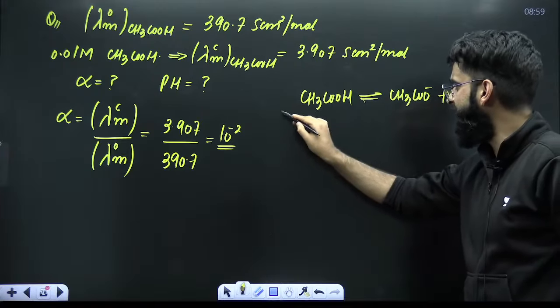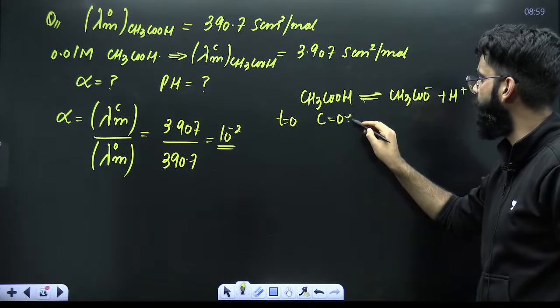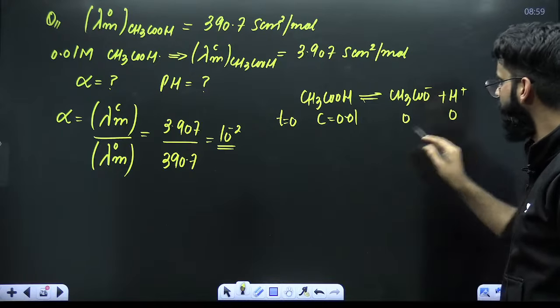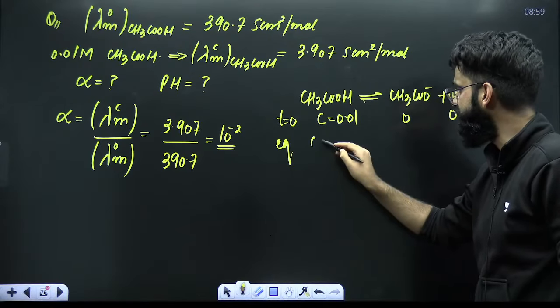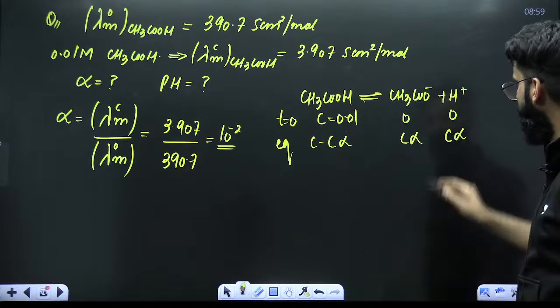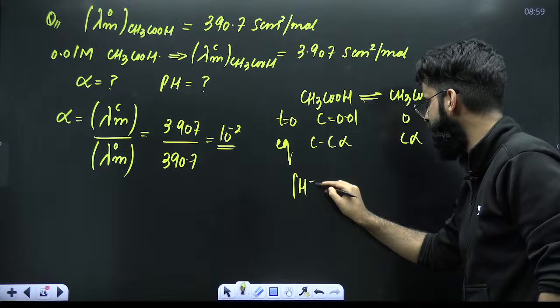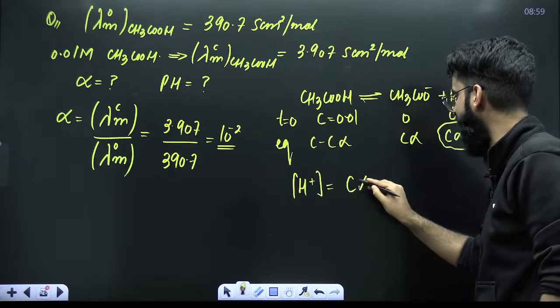Now, initially, I'm keeping its concentration as C, which is equal to 0.01 molar. This is 0, this is 0. Now tell me, at equilibrium, this is going to be C minus C alpha, this will be C alpha, this will be C alpha. So if I ask you, what about the concentration of H positive here? Concentration of H positive in the solution will be C alpha.